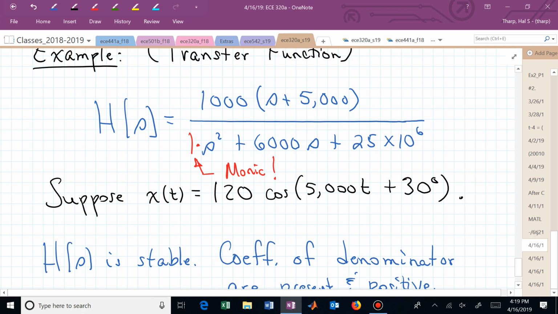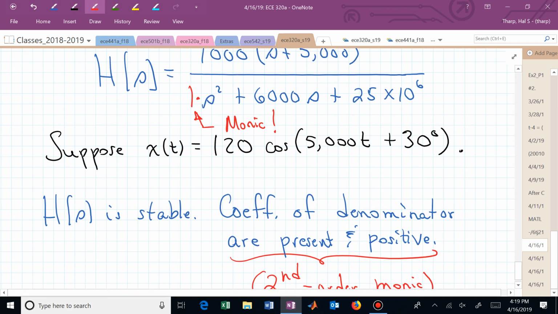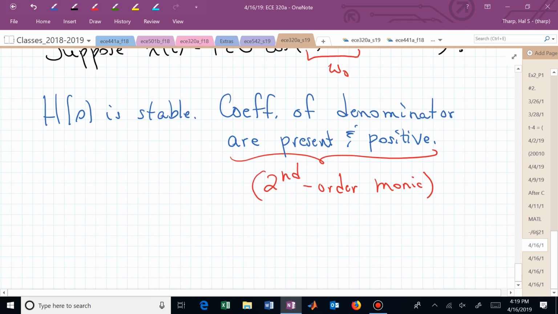Okay, you could write down the formula, couldn't you? Let's say you didn't have time. What's the first thing you want to identify? You need to identify the frequency that you're shaking this system at. That's the key piece of information. You need to find omega naught. And so now omega naught is 5,000 radians per second.